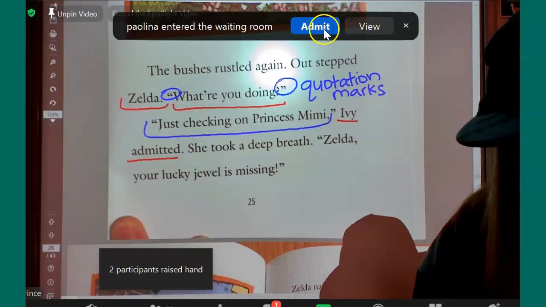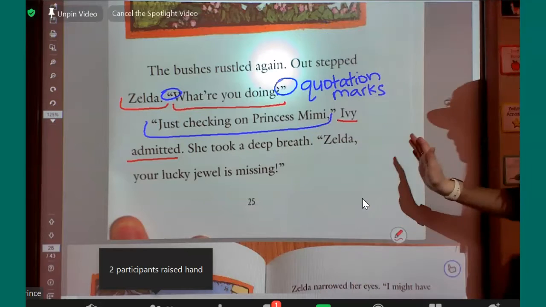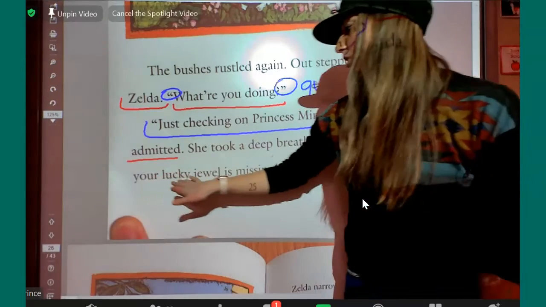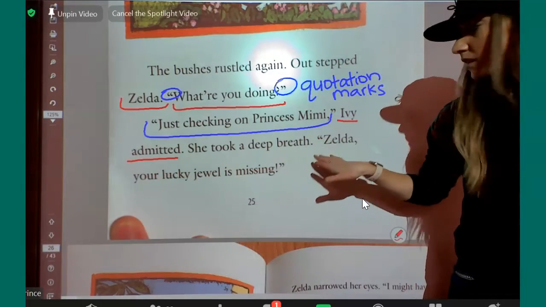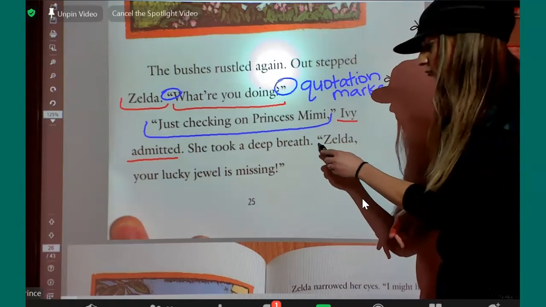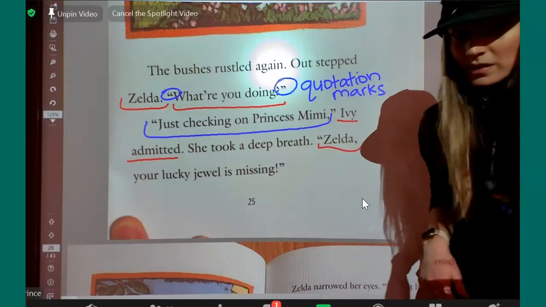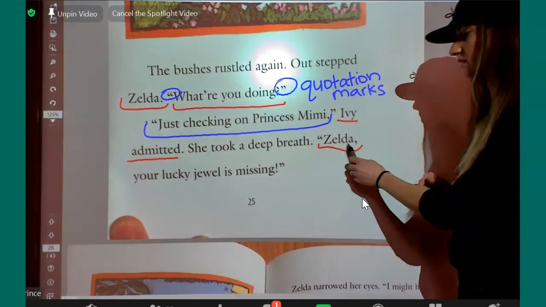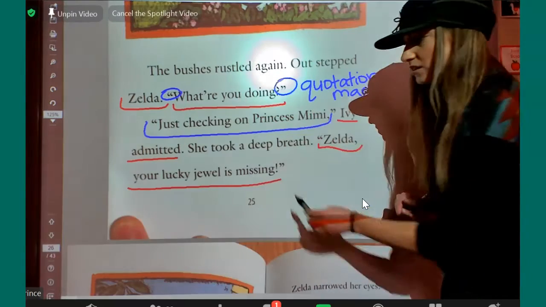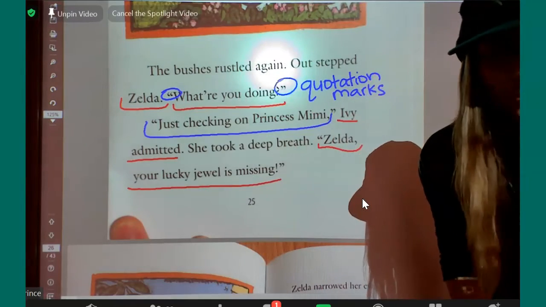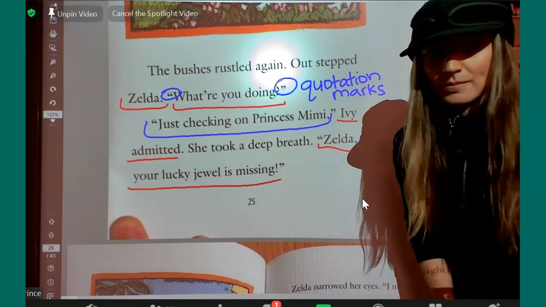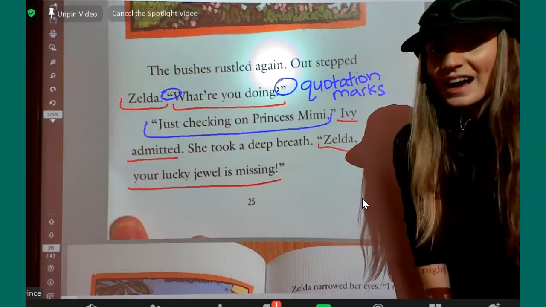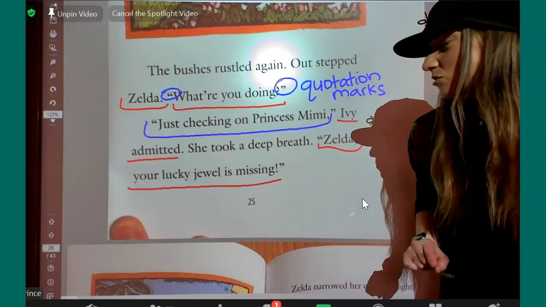Okay, let's go to the next page and see what's happening. She took a deep breath. Zelda, your lucky jewel is missing. So in the quotation marks, we see the word Zelda. So that means Zelda's not the one talking, because she wouldn't say her own name. So this time, who is saying, Zelda, your lucky jewel is missing? Sophia, can you tell me who said that? Ivy. Ivy said this. Zelda, your lucky jewel is missing.